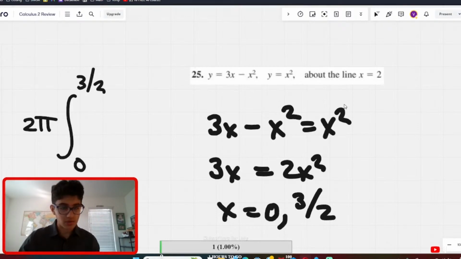Which function is bigger over this interval? Let's just plug in 1 and see. If you put in 1, this becomes 2, this becomes 1. So the bigger one is obviously this. So it's 3x minus x squared minus x squared. So it's going to be 3x minus 2x squared.